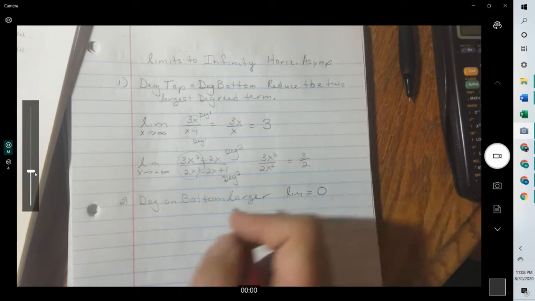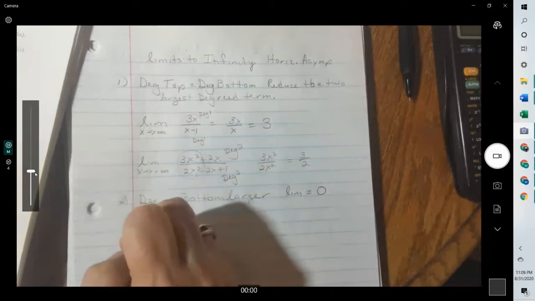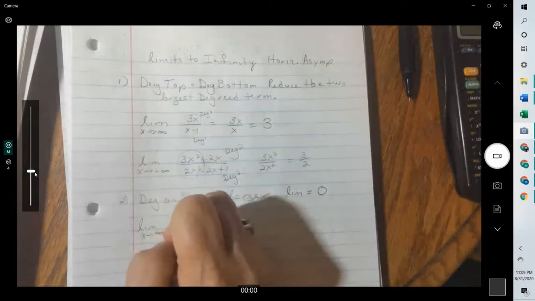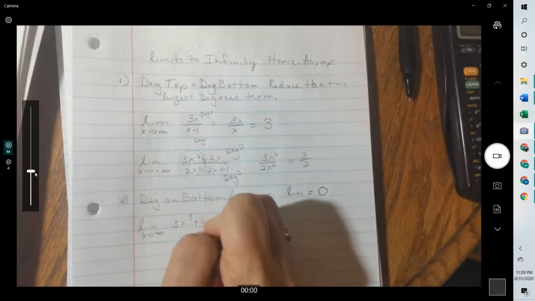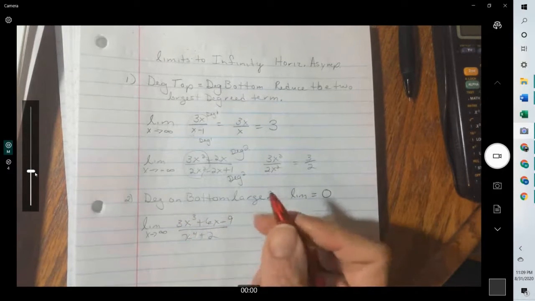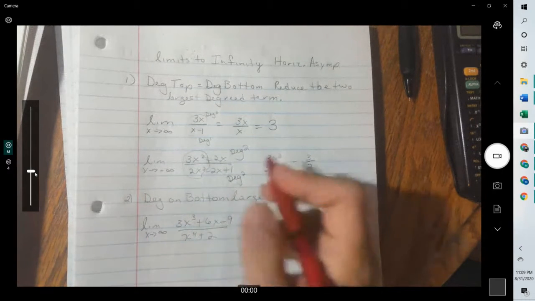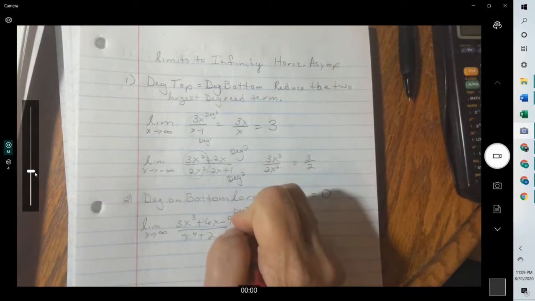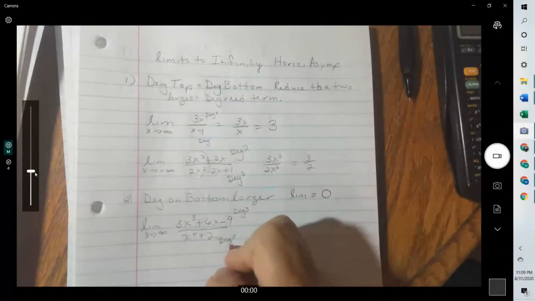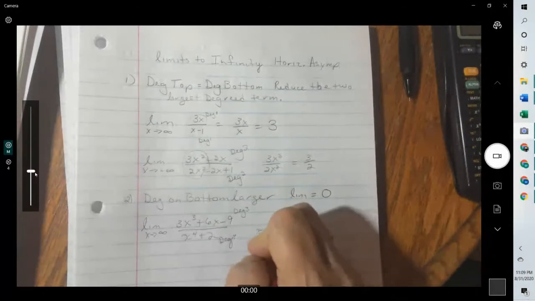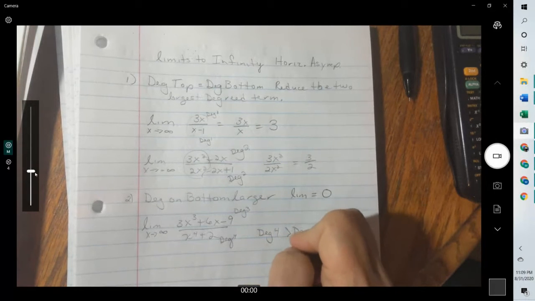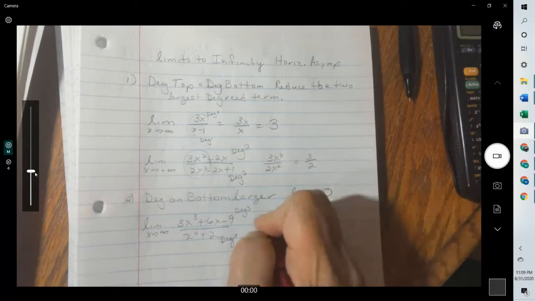47. Limit as x goes to infinity, 3x cubed plus 6x minus 9 over x to the 4th plus 2. So degree on the top, 3. The degree on the bottom, 4. Because the degree in the denominator is greater than the degree in the numerator, our answer is 0.